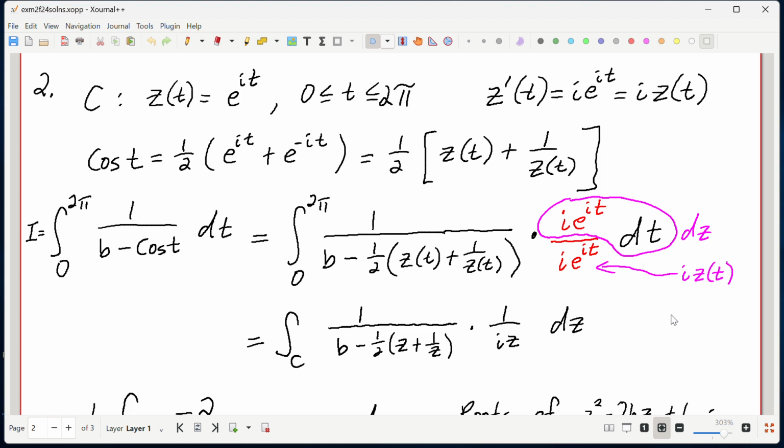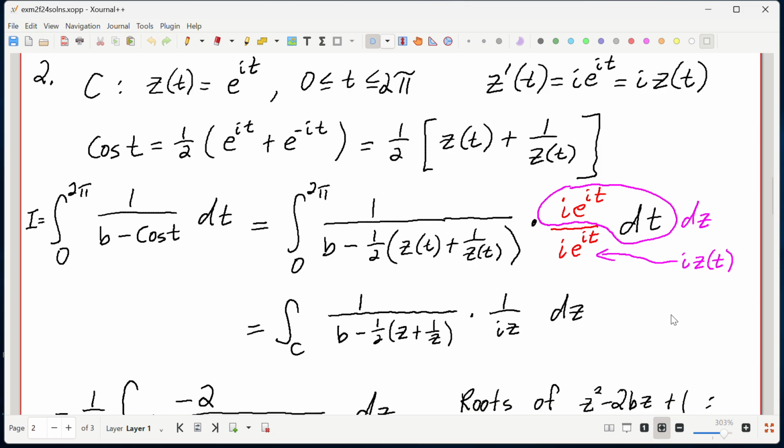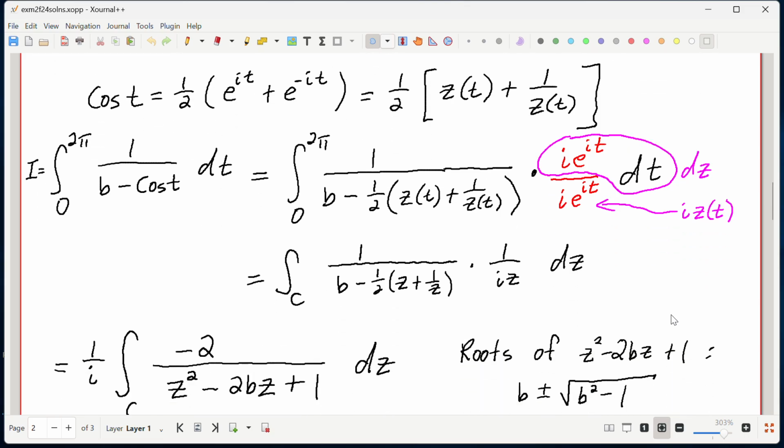So when you plug that into the integral, you realize you need a dz for this to be a complex integral, so you multiply and divide by i e to the it. On the top, you get dz. And on the bottom, you realize that's i z of t. So this is a complex integral in parametrized form, and there's the complex function inside the integral around c, dz.